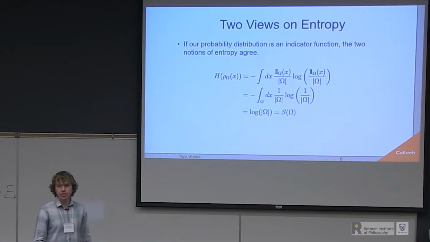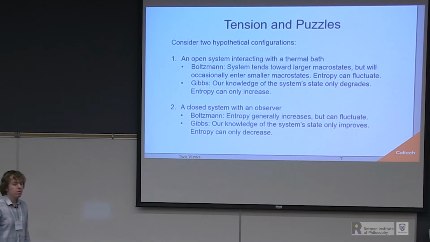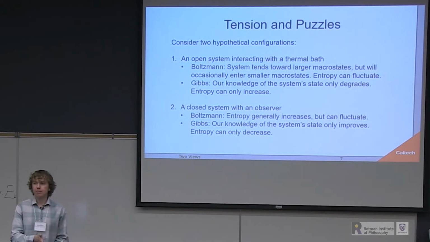However, there are a lot of ifs, and generally there's some tension between these two views. So let's consider two hypothetical systems here. Let's imagine we have an open system which is interacting with a thermal bath. So Boltzmann says, okay, we're evolving through some sequence of microstates.